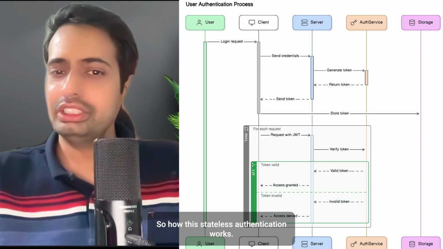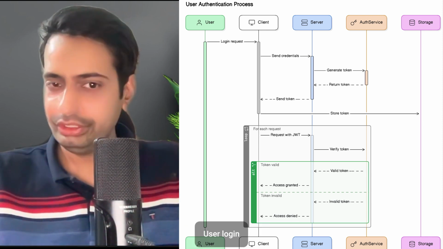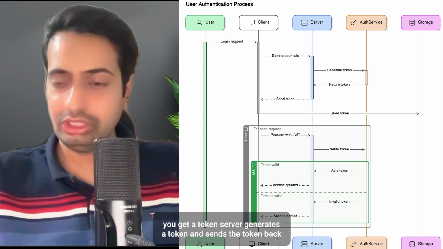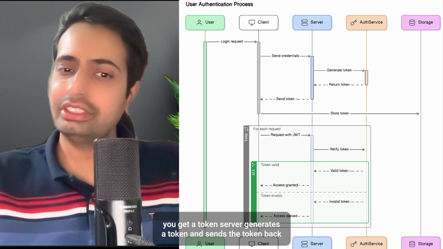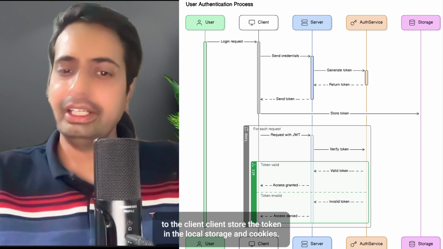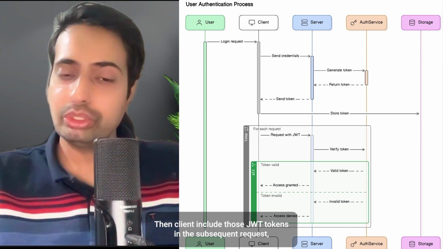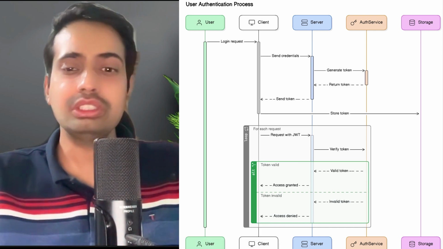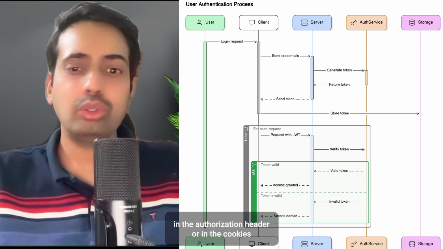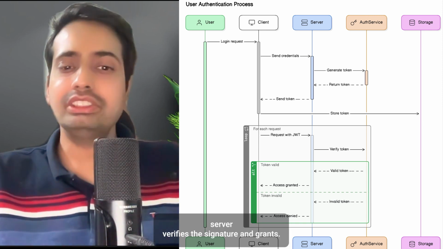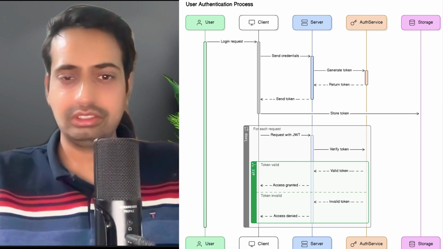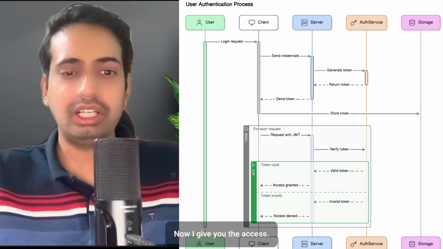So how does this stateless authentication work? The user logs in, the server generates a token and sends the token back to the client. The client stores the token in local storage or cookies. Then the client includes the JWT token in subsequent requests in the authorization header or in the cookies. The server verifies the JWT signature and says, okay, everything is good, now I give you the access.